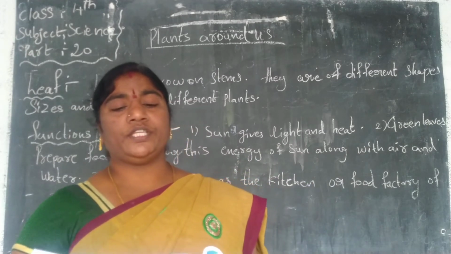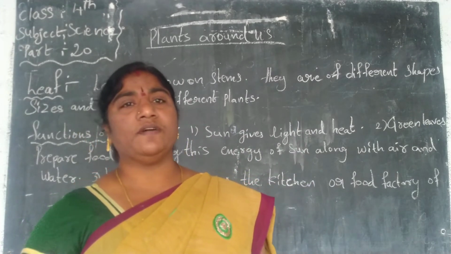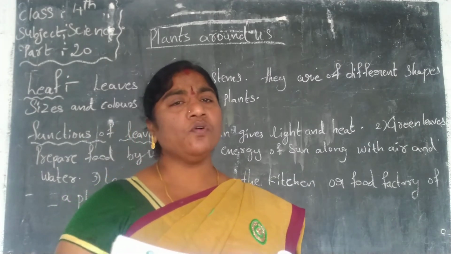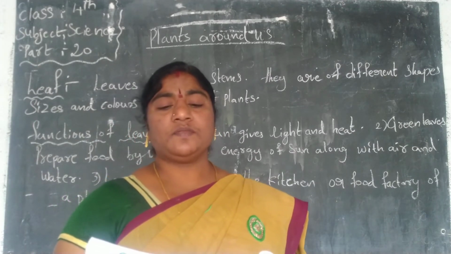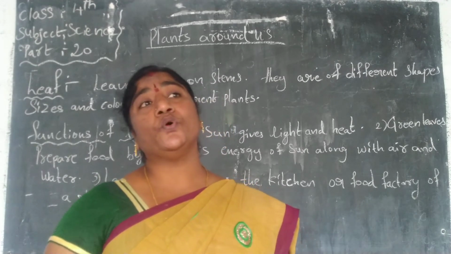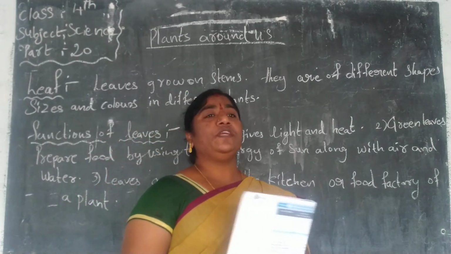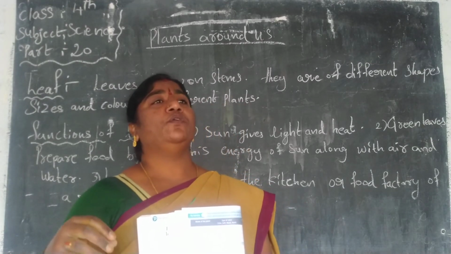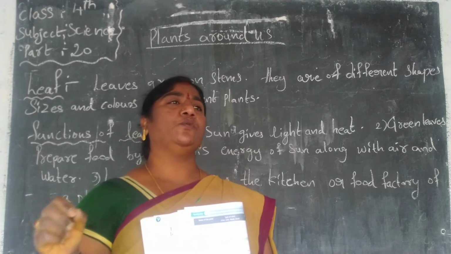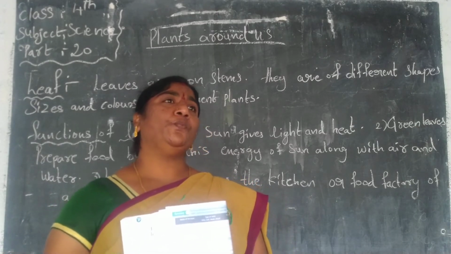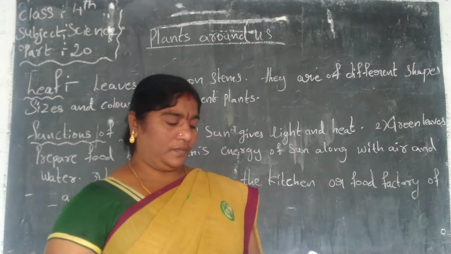Mostly flowers change into fruits. Fruits have seeds inside them. These seeds grow into new plants. When we take out the seeds from inside the fruit, we have to separate the seeds and put them in the soil. Those seeds make new plants grow.